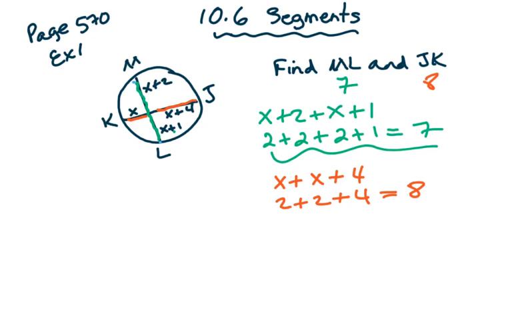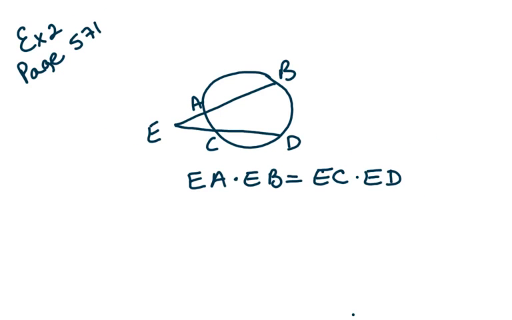It's kind of the ratio kind of a deal. All right, that's example 1. Let's go on to example 2. Okay, in example 2, which is on page 571 in your book, I've drawn the picture here. This is a secant line. Did I do this wrong? No. There are two secant lines, as a matter of fact. So there are two secant lines because they go through the circle.